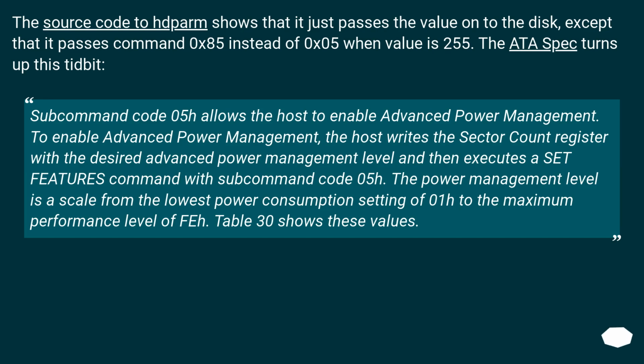Subcommand code 05h allows the host to enable advanced power management. To enable advanced power management, the host writes the sector count register with the desired advanced power management level, and then executes a SET FEATURES command with subcommand code 05h. The power management level is a scale from the lowest power consumption setting of 01h to the maximum performance level of FEh. Table 30 shows these values.